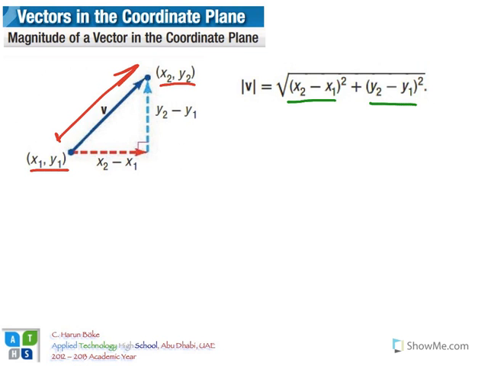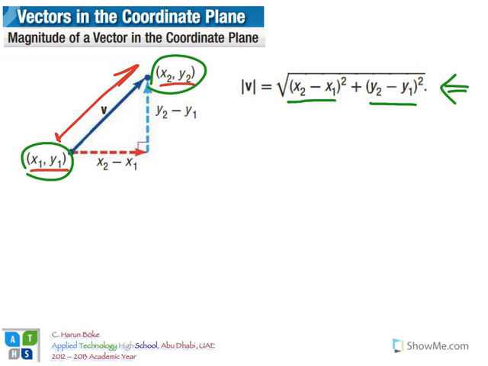Actually, this is nothing but a special representation or another form of Pythagoras theorem. Now, if you are given the initial and the terminal point coordinates, then you can use this formula.